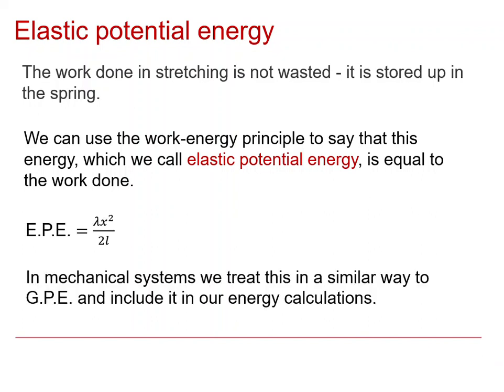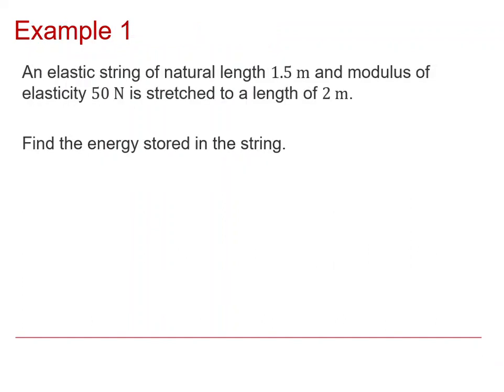So there's our expression, lambda x squared over 2l, and in mechanical systems we treat that in a similar way to gravitational potential energy. We can work out energy released by asking what the two extension values are, and working out the difference in that energy expression.